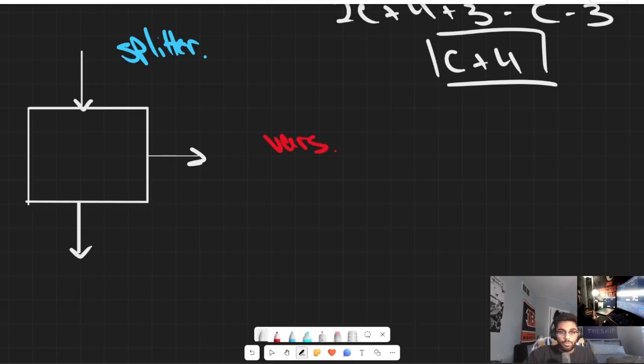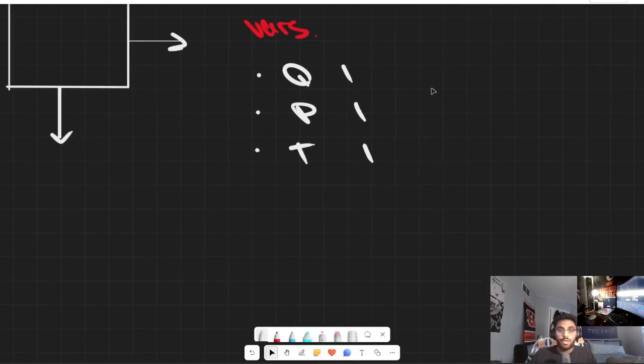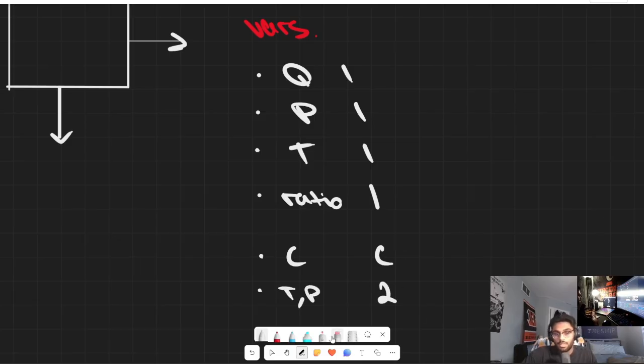We'll start off with the usual suspects. We have our heat flow, we have our pressure, and we have our temperature. And then we also have to add what is our ratio of distillate to liquid. So that's the reflux ratio, actually. So that adds on another variable. And then you also have your components, and you also have your temperature and pressure of the streams. And since you have 3 streams, you will repeat this process 3 times.